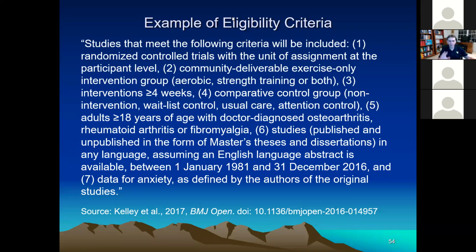Okay. However, ideally, you should search from the time that you find the first study that meets your inclusion criteria up to the most recent time and try to get it published within 6 months or so.